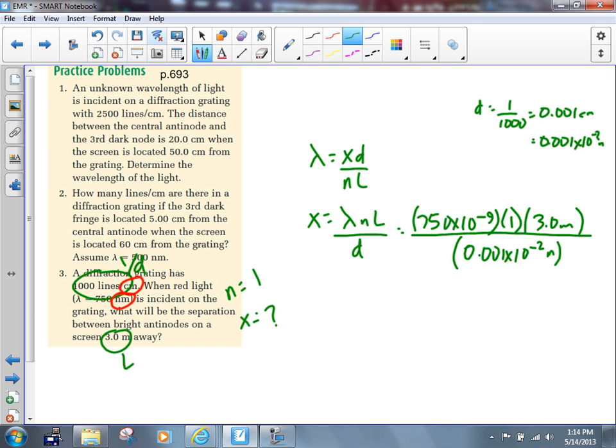All right, 750 times 10 to the minus 9 times 3, divided by 0.001 times 10 to the minus 2. Let's see if we can get the answer here. It's going to be 2250 times 10 to the minus 9, divided by 1 times 10 to the minus 3, so it's going to be 2.25 times 10 to the minus 6. Is that right? No? What's the exponent?